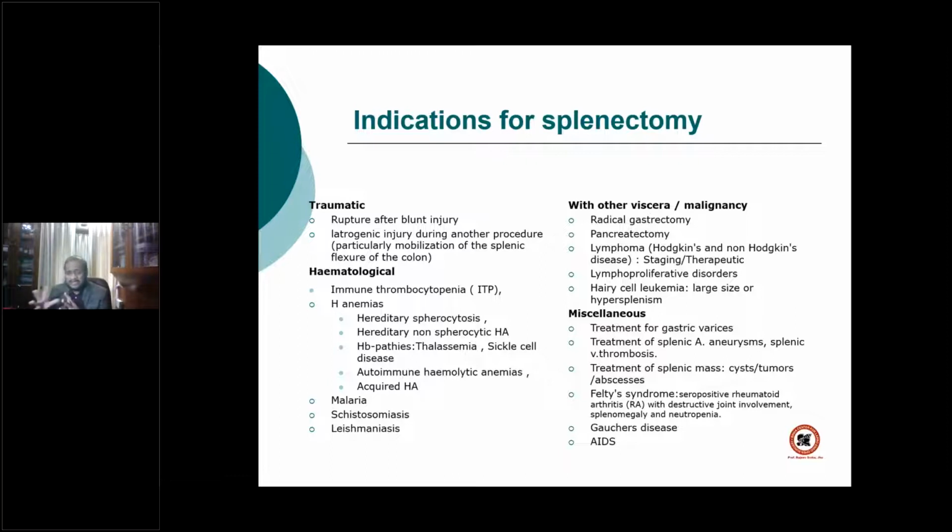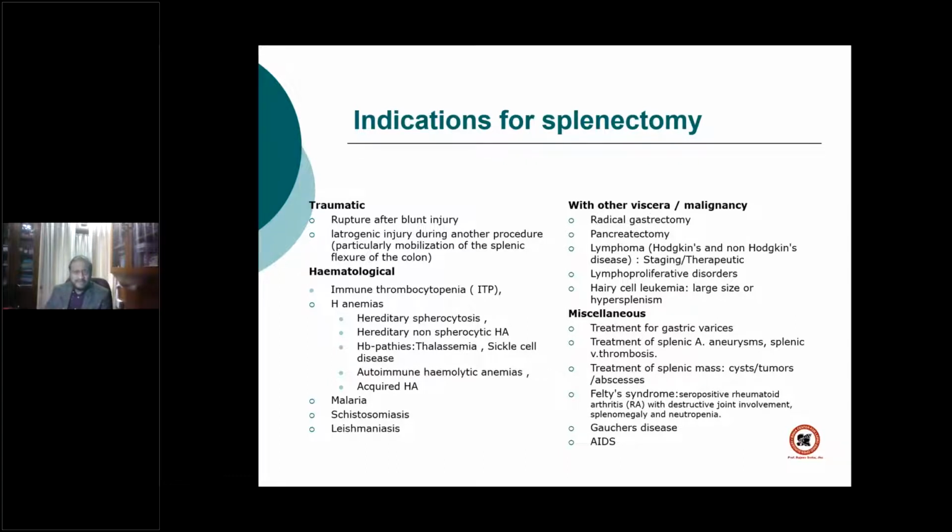Then comes another indication where there is something wrong apart from the spleen, but the spleen has to be removed as a part of some ongoing process. Like, for example, you've got a carcinoma of the stomach, you're carrying out a radical gastrectomy. In a radical gastrectomy, there are various kinds of radical gastrectomy. We'll talk about that in one of the future lectures. There are a number of methods of tackling gastrectomy, and a number of types of radical gastrectomy. A few of them remove the spleen along with it.